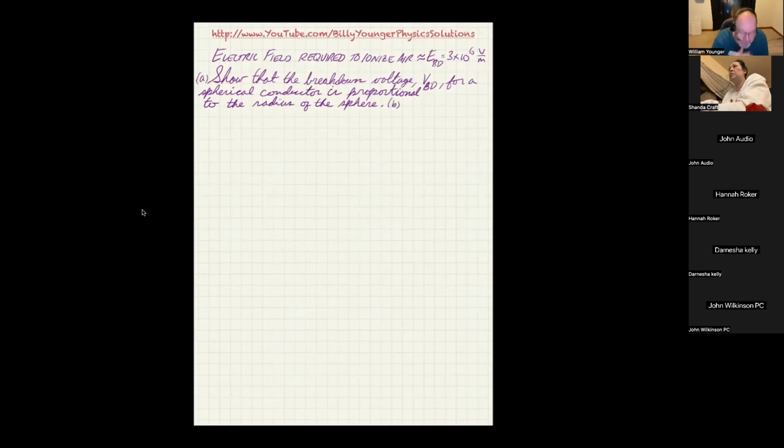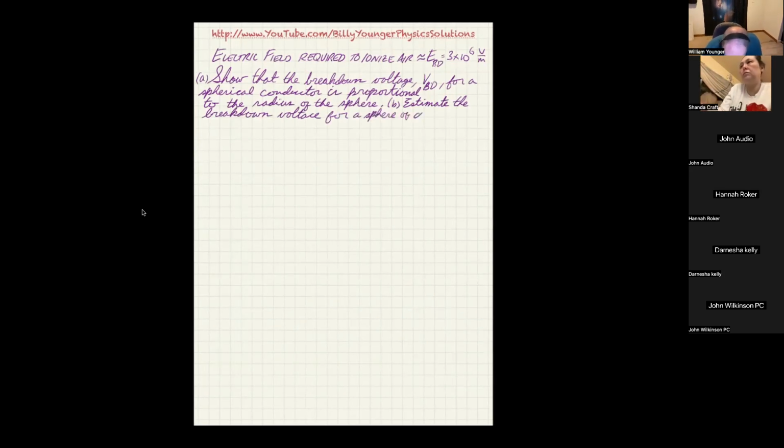And the other part, B, I would like to estimate the breakdown voltage for a sphere of diameter D equal to 1.0 millimeters. Okay, so that's our goal here.